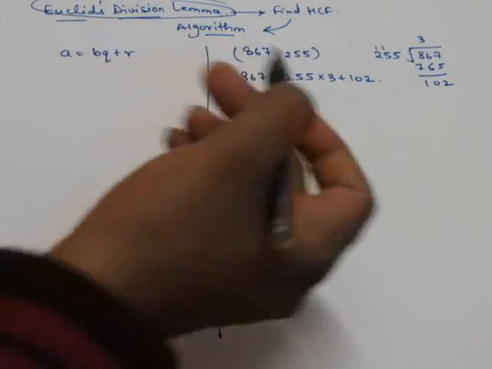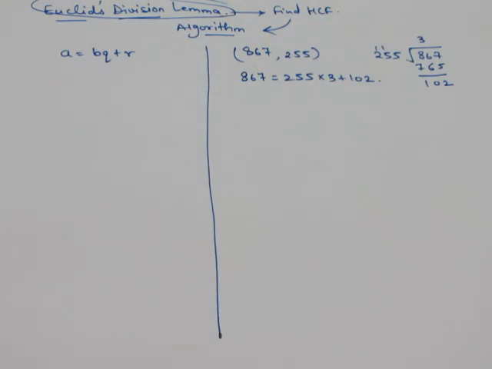So now I'll repeat this algorithm using what logic? Using the logic that if a is written as bq plus r, then we can say that every common divisor of a and b is a common divisor of b and r. How can we justify that?